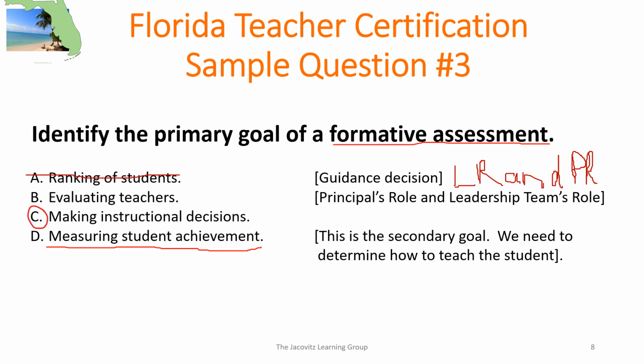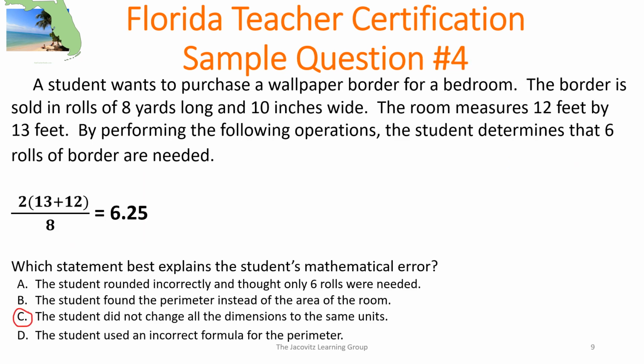Okay, evaluating teachers. The primary goal of a formative assessment, which is what a teacher gives, should not be to evaluate the teachers. You can't look at what test she gave and say, hey, she's good because she gave all these questions. You have to look at how the teacher interacts with the students. Okay, measuring student achievement, again, secondary goal. You need to determine how to teach each student so they're succeeding. Okay, question number 9.